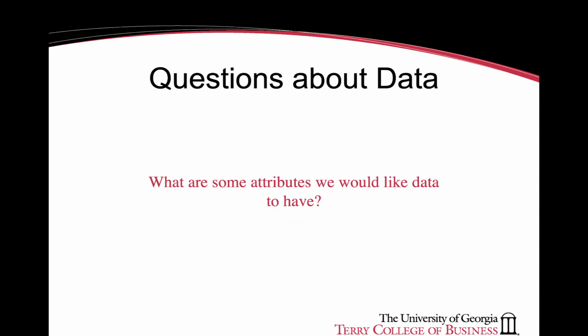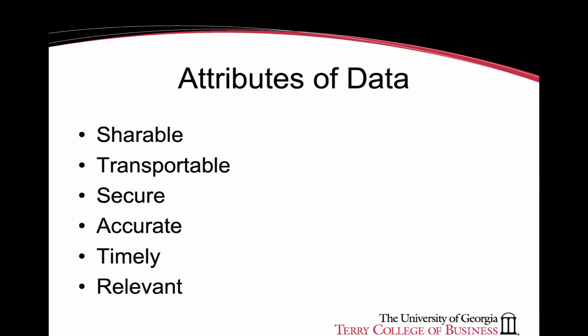Now that we have some sense of what are the systems that store the data within the organization, we've got to think about what attributes we would like the data stored within these information systems to have, because ultimately we would like the systems themselves to actually have these attributes. One of the most important attributes of data is that it should be shareable. I should be able to take data and share it with you in some way, shape, or form.